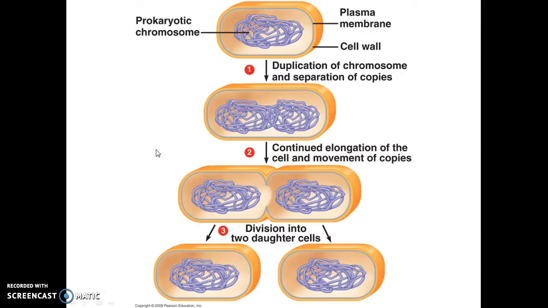Notice that because this is a bacterial cell, prokaryotes don't have to deal with the nuclear envelope dissolving, and they don't even need spindle fibers to help direct the chromosomes. So binary fission is much simpler than mitosis. Binary fission does result in identical cells, or clones.